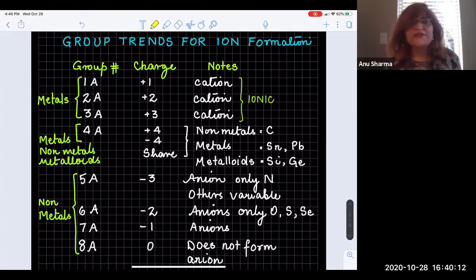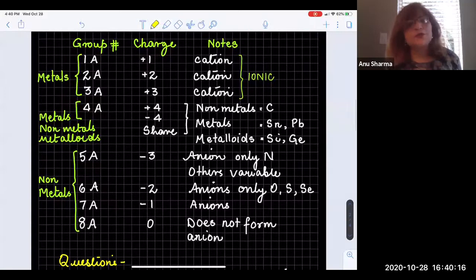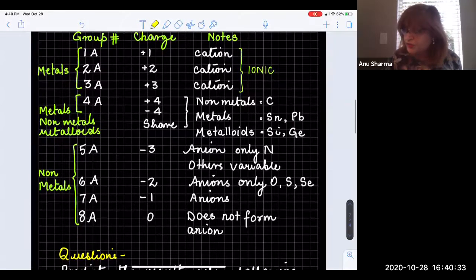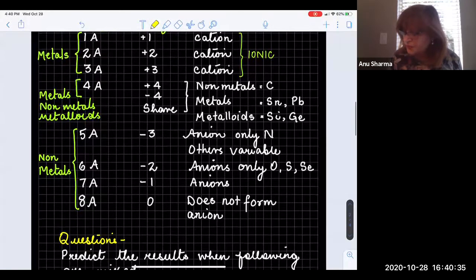Okay, next we should know, when we are doing the double displacement reaction, the charges. So again, this is a quick review on the charges. Group 1A plus 1 charge, group 2A plus 2 charge, group 3A plus 3 charge, 4A can form plus 4, minus 4, and it also can form sharing of the electrons, which is not going to be a charged species. So in that case, we will have metals, non-metals, and we will have the metalloids in group 4A that are going to form variable situations with their valence electrons. Okay, next comes the non-metals. They are in group 5A, 6A, 7, and 8A.